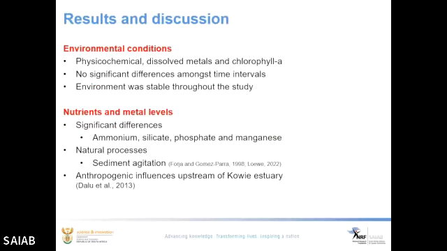We found no significant differences among the time intervals for physiochemical parameters, dissolved metals, and chlorophyll A, indicating that the environment was fairly stable throughout the study. However, significant differences were observed in the levels of ammonium, silicate, phosphate, and manganese. This could be due to natural processes known as sediment agitation, where nutrients or metals settling on the sediment are brought into the water column, especially in turbulent environments such as coastal regions. Or it could be attributed to anthropogenic influences upstream of the Kawi estuary.